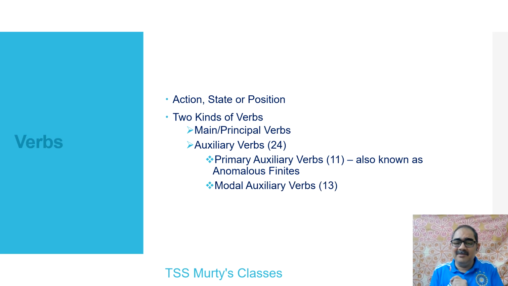And the second division under auxiliary verbs is modal auxiliary verbs. These are 13 in number. There's nothing anomalous about them. They are finite verbs. They are very clear about the tense form. Let's move forward.